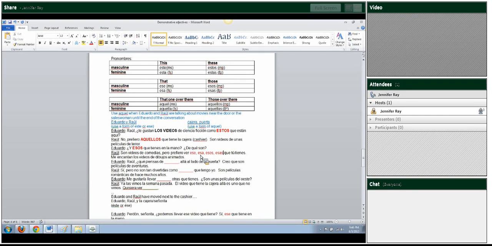And how I got there is because Raul is talking about something in Eduardo's hands. So if Raul is talking about something that he's holding, I use a form of este. If Raul is talking about something that Eduardo is holding, I use a form of ese. And if Raul is talking about something over there by the cashier or by the door, I'm going to use a form of aquel. So because we are talking about videos, he says tú tienes, meaning what Eduardo has, we need esos because we're still talking about videos.